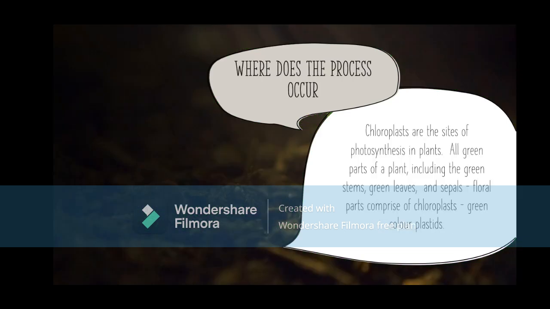Where does the process occur? Well, the process occurs in chloroplasts, which are the sites of photosynthesis in plants. All green parts of a plant, including the green stems, green leaves, and sepals, which are the floral parts, comprise chloroplasts, which are the green colored plastids.